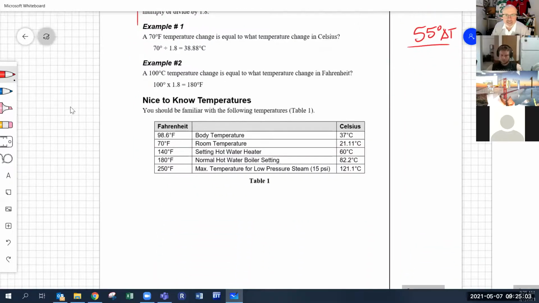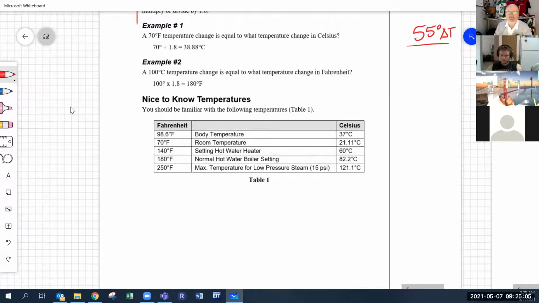Now we give a little table here on nice-to-know temperatures. Body temperature in Celsius is 37 or 98.6. Everybody's usually pretty close to that. Now, room temperature, it says here 70 degrees or 21.11 degrees C. In my house, this is probably 24 degrees C.